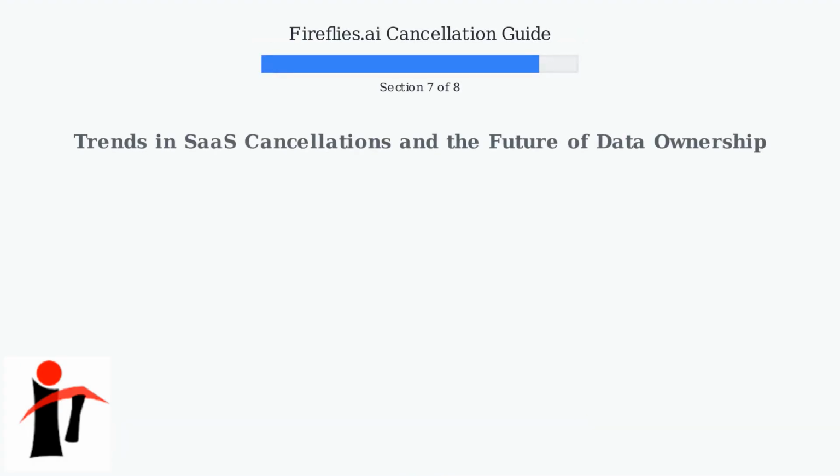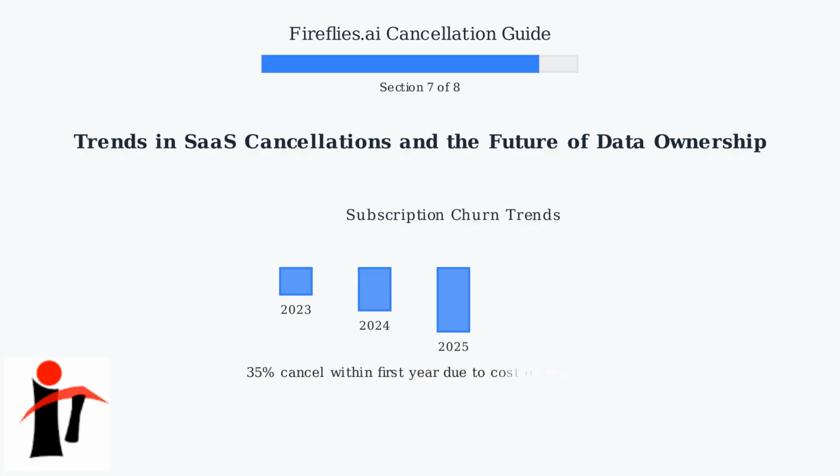Subscription fatigue is on the rise in the SaaS industry, with 35% of users canceling AI tool subscriptions within the first year, primarily due to rising costs or overlapping features with free alternatives. Fireflies.ai, like many AI productivity tools, is facing increased competition from free or lower-cost alternatives such as Otter.ai and Zoom's built-in transcription features.